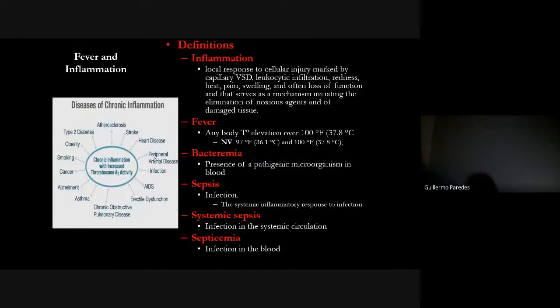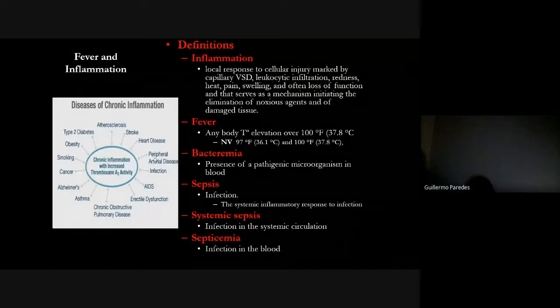And just remember this temperature, when we want to have fever. What is the normal temperature of the body? What is the normal range? You should know by now, it's 97 to 100 Fahrenheit. So that is the normal temperature range for a human body.